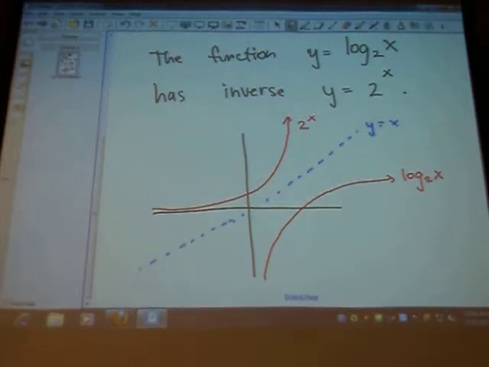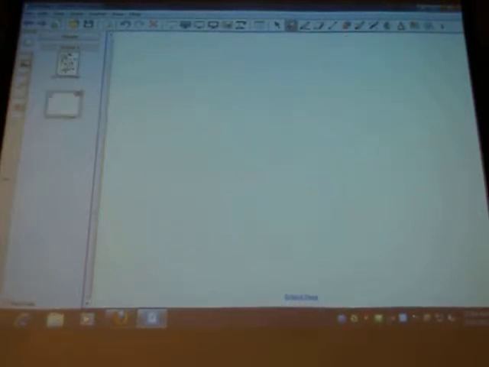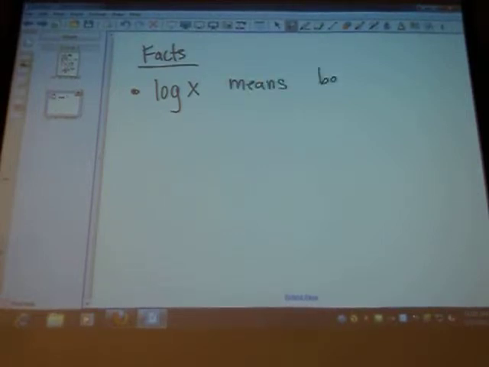Okay, so let's talk about some facts, or rules, or whatever you want to call them. What if I say log x and I don't give you a subscript? What does that mean? Base 10. What about ln? Base e.